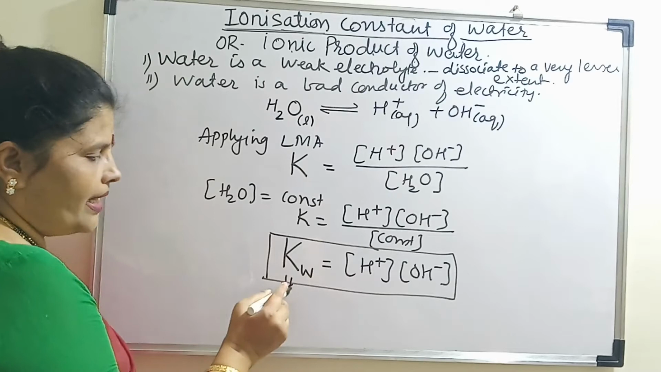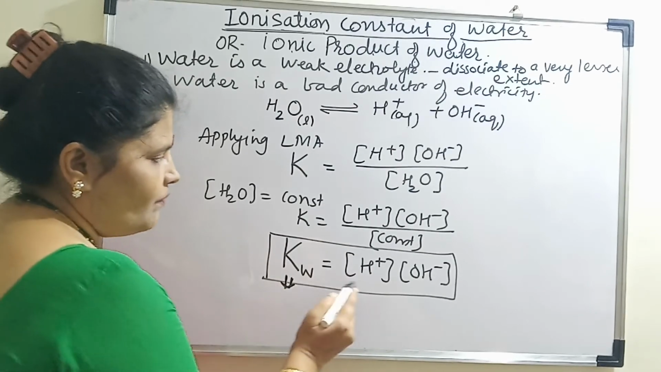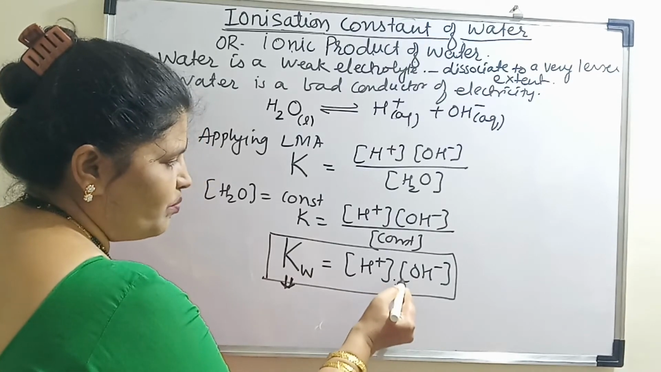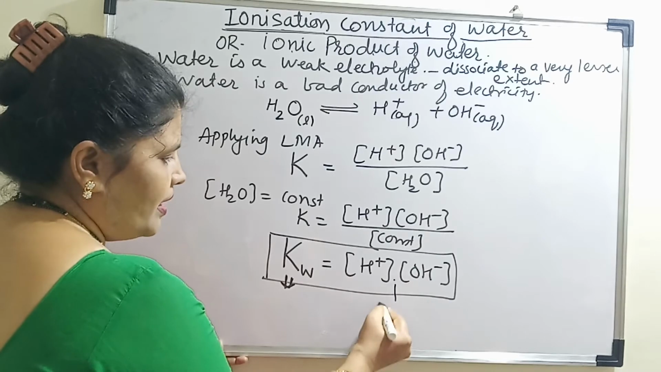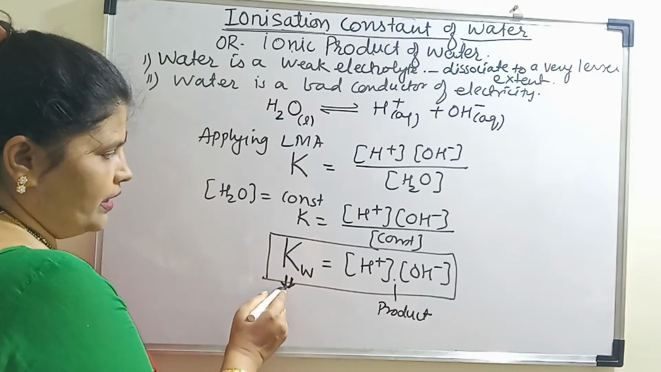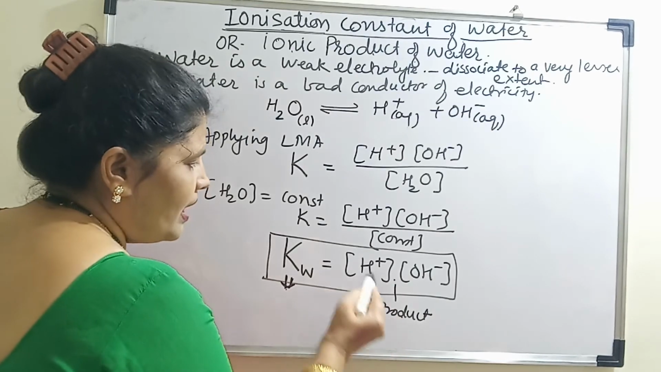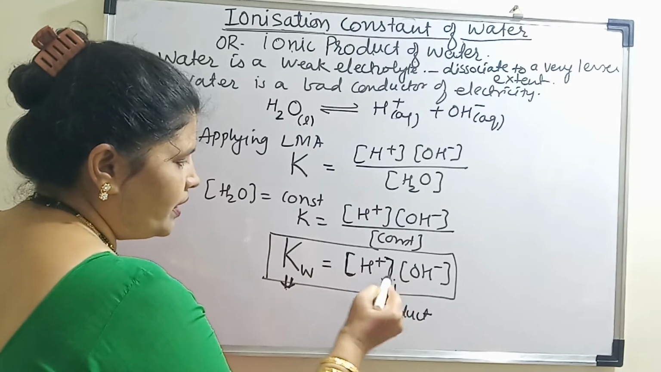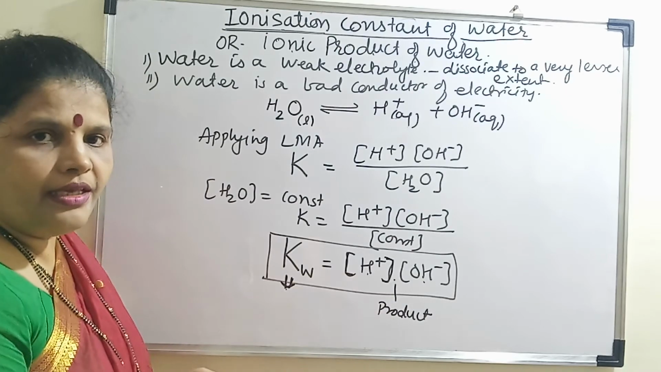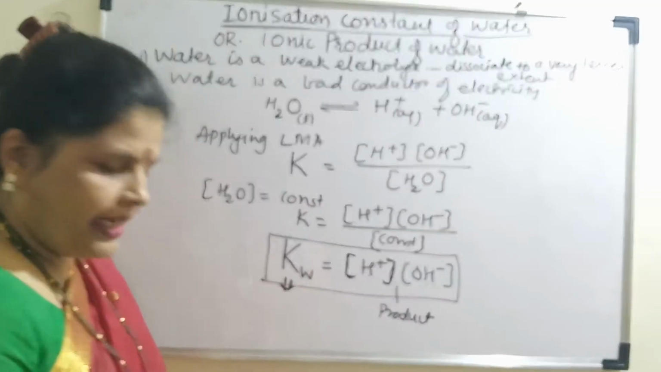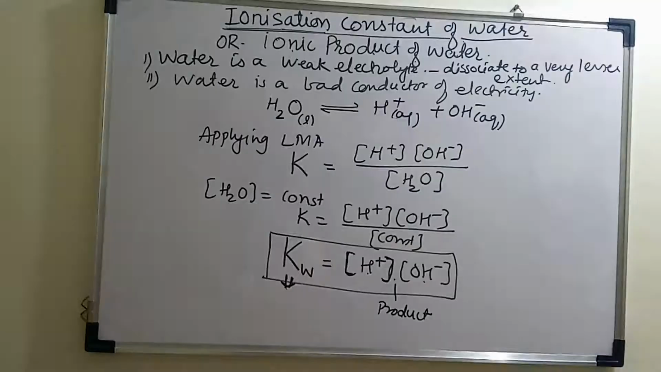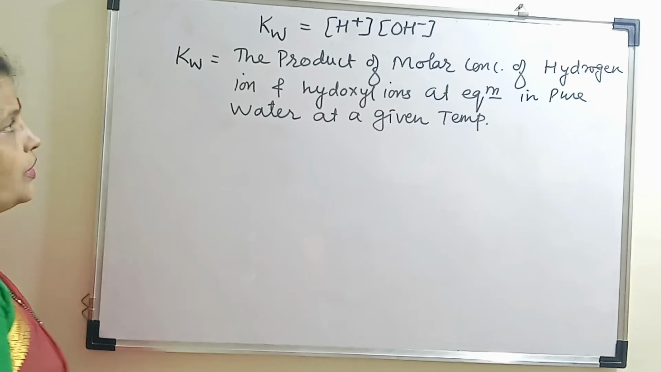And how can you define this ionization constant? If you see the sign between the two concentrations, this is a dot, which means multiplying. So what you are getting here is the product. So how can I define the ionic product of water? It is the product of active masses of hydrogen ion concentration and hydroxyl ion concentration at a given temperature. So let us see the definition now.